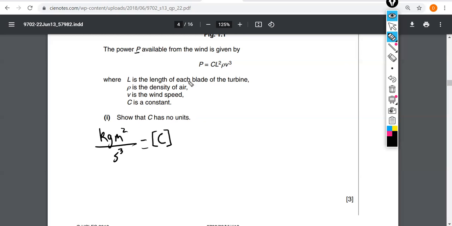L, they say, is a length. So if we're substituting in for L squared, then the units there are going to be meters squared. So length measured in meters, but it's squared, so meters squared units from that. I dropped the parentheses because all I'm working with here are units, besides C, which I put in brackets.